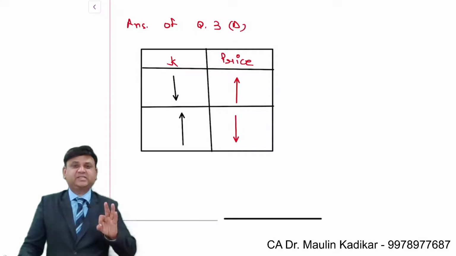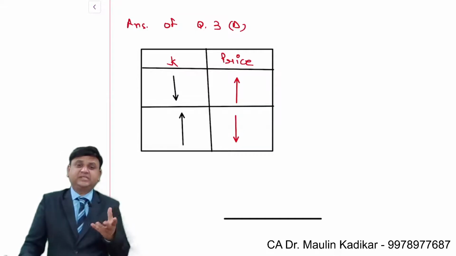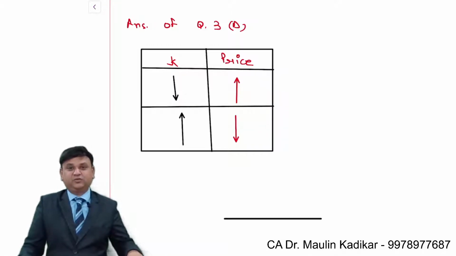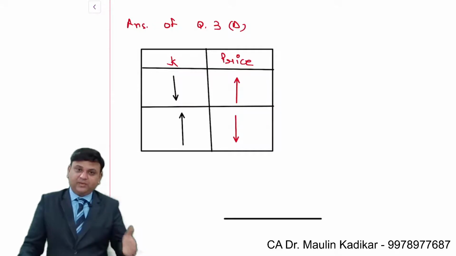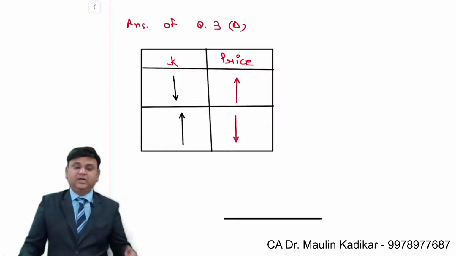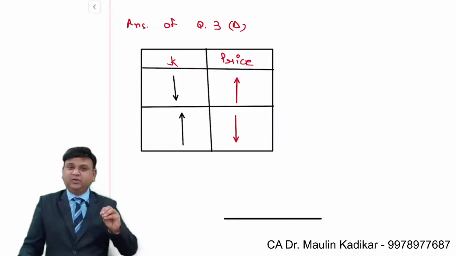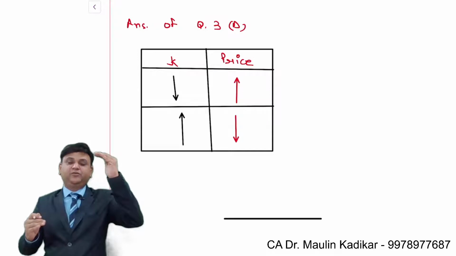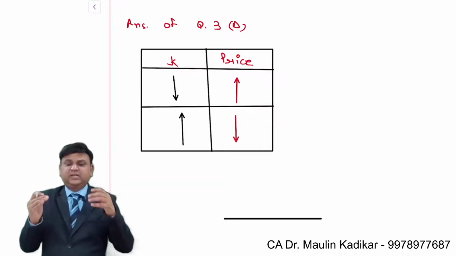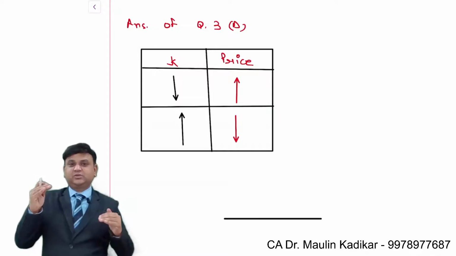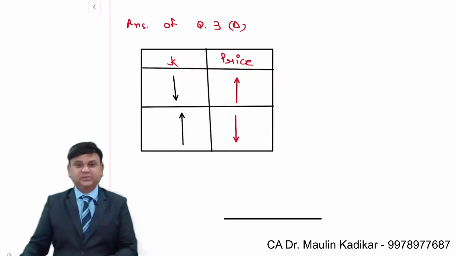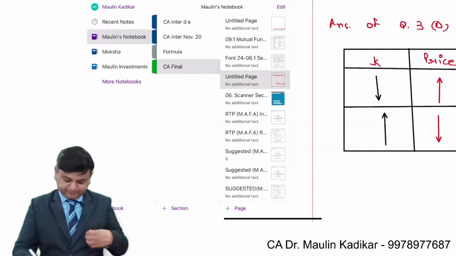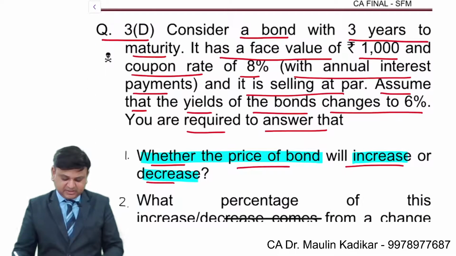Now the question only says that the required rate of return has changed to 6%. So what it was earlier, that we are required to find. What was the yield to the investor earlier, that we are required to find. Suppose it was 4%, then from 4% to 6% the price will fall. And if earlier it was, let us say, 10%, then from 10% to 6% the price will go up. That is what we understand. This is the logic.